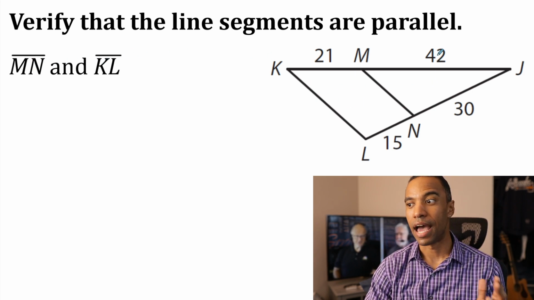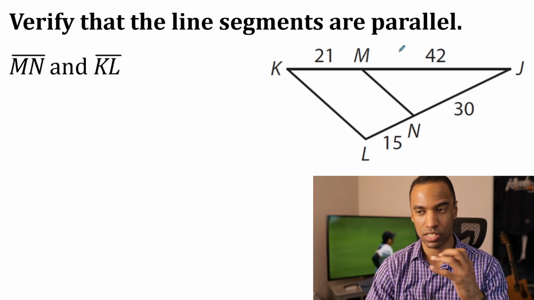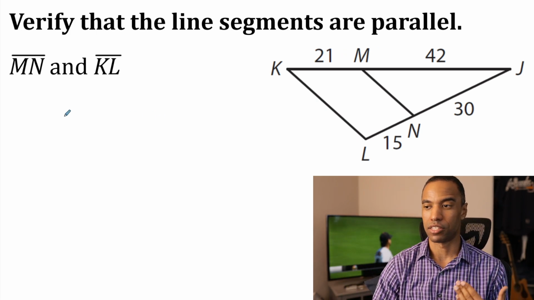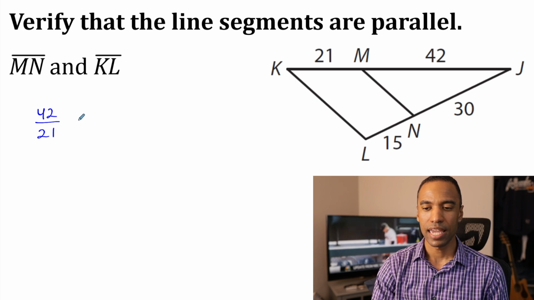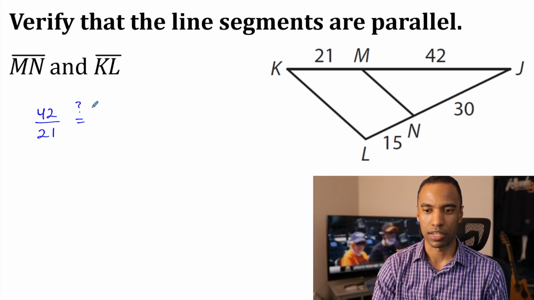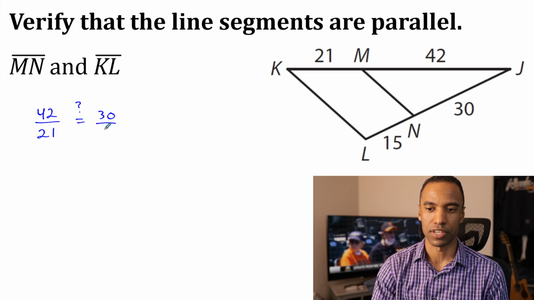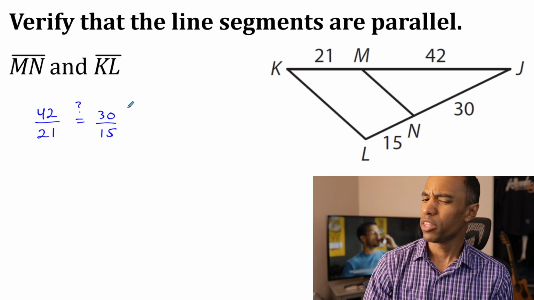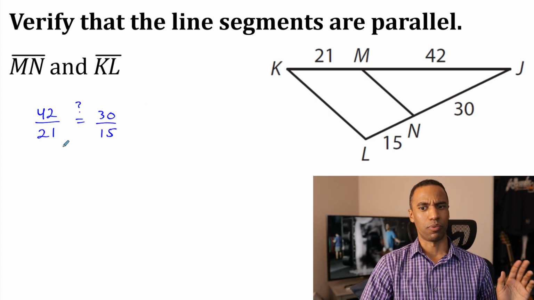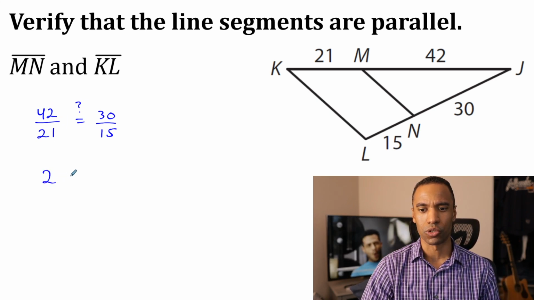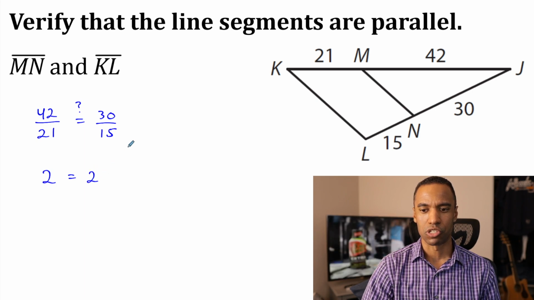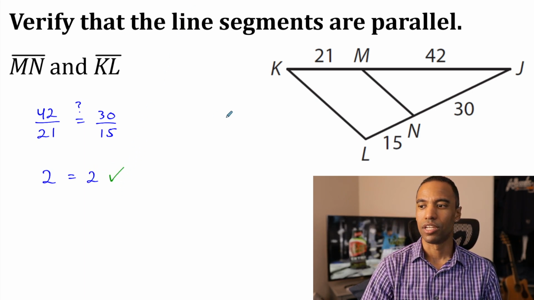are parallel. Now, this time we're given all four sets of portions here to make this thing work. We got to test and see if 42 over 21 indeed equals, I'll put a question mark, does it equal 30 over 15? Don't play the cross multiplication game if you don't have to, guys. I'm just going to reduce these fractions. In fact, I'll divide these outright. 42 divided by 21 is 2. 30 divided by 15 is 2. 2 equals 2. You know what that means?